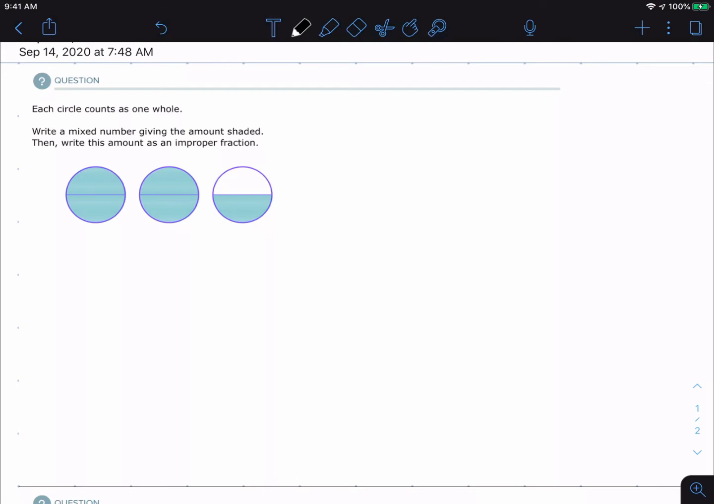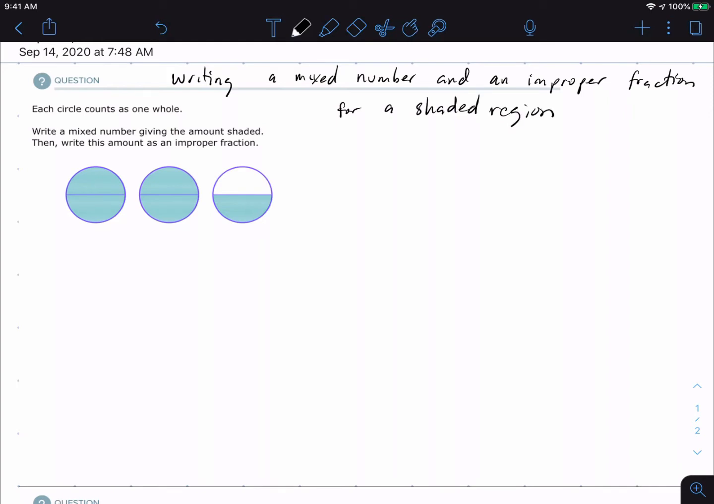Again, this topic is, well, I'll just write it down so you guys have it. It's writing a mixed number and an improper fraction for a shaded region. Okay, so that's the topic. So this isn't bad, right?